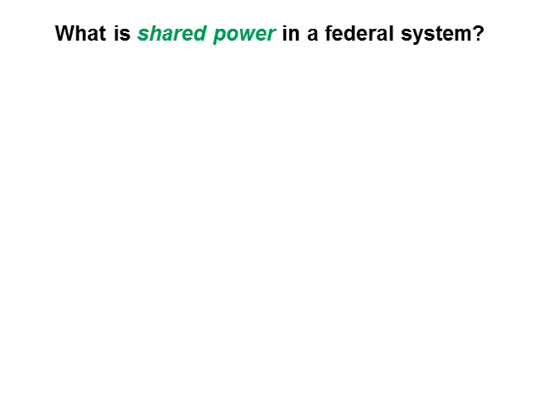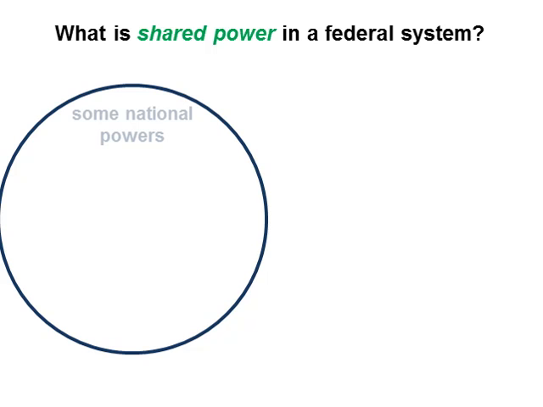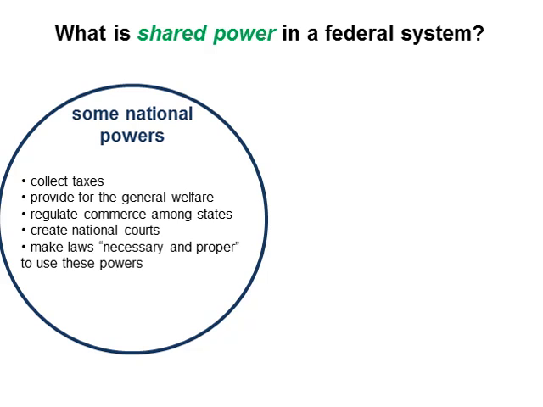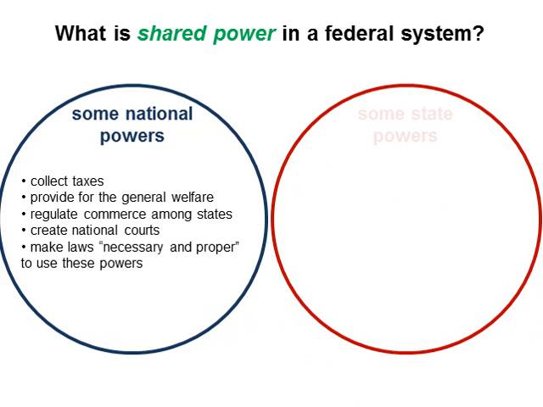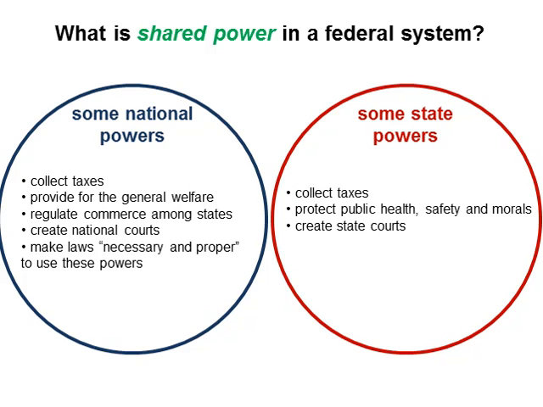Picture shared power this way. A circle represents national authority under the U.S. Constitution. It includes power to collect taxes, provide for the general welfare, regulate commerce among states, create national courts, and make laws necessary and proper to use these powers. Now picture another circle. It represents state power. This includes power to collect taxes, protect public health, safety, and morals, and create state courts.